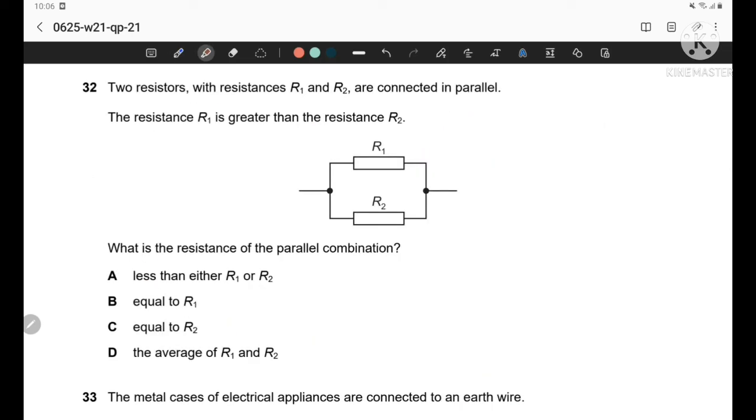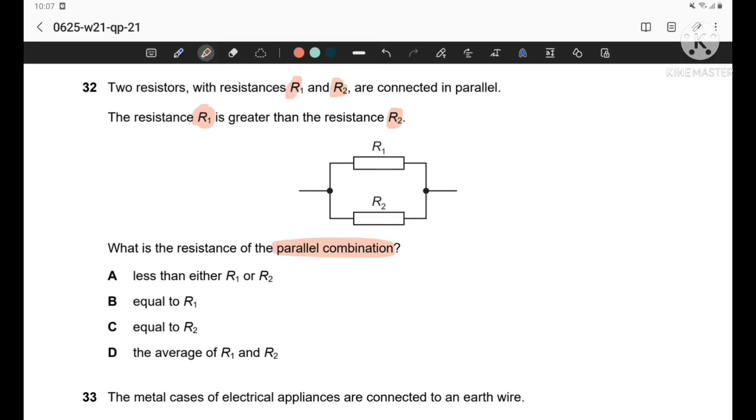Question 32. Two resistors with resistances R1 and R2 are connected in parallel. The resistance R1 is greater than the resistance R2. What is the resistance of the parallel combination? So here we have two resistors. They are connected in parallel.